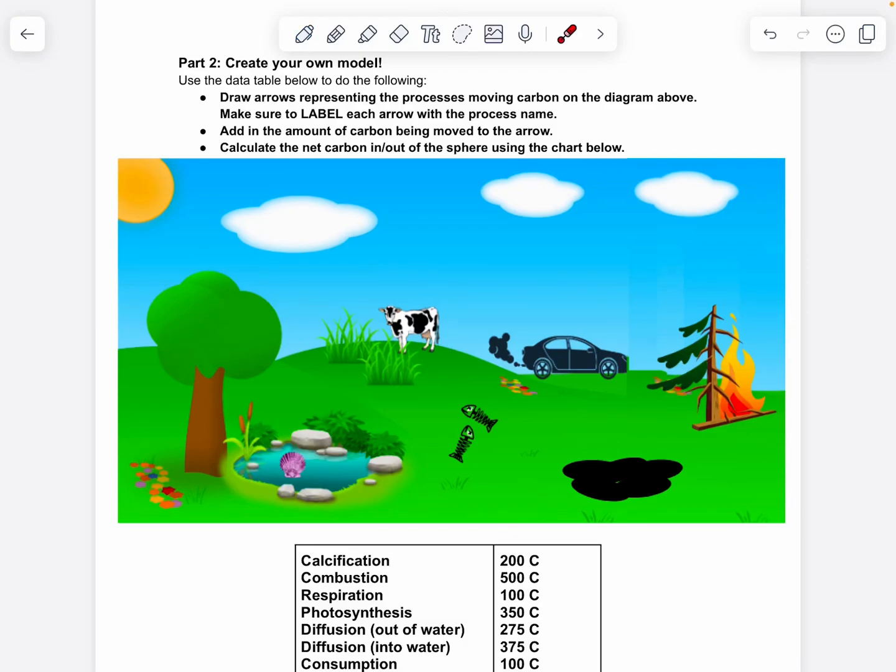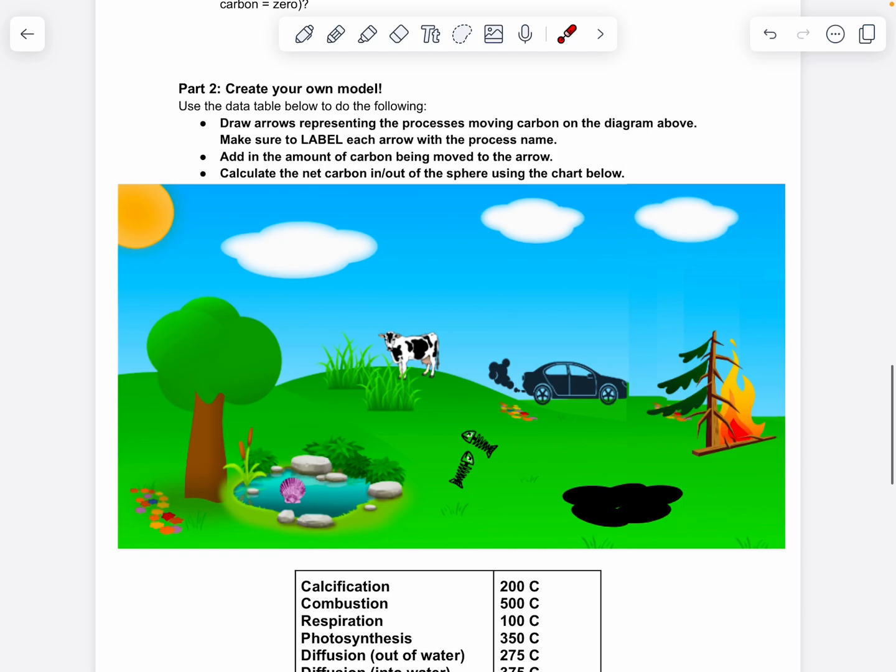All right, so here we go. We're going to do part 2, which is create your own model. So similar to what we did up top, we're going to just do it kind of in the reverse order here. So we're going to draw arrows that represent the processes moving through the carbon cycle diagram.